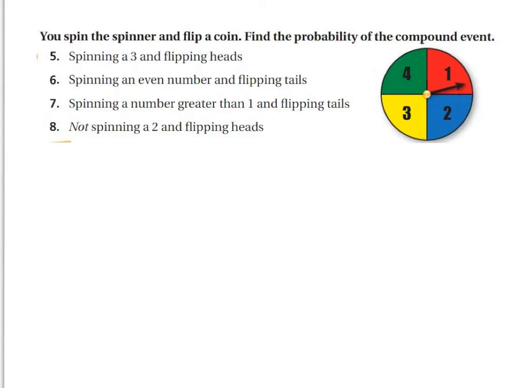So on number 5, we are looking for the probability of spinning a 3 and the probability of flipping heads. So the probability of spinning 3 on the spinner is 1 chance out of 4. And the probability of flipping a head we know is 1/2. So 1/4 times 1/2 is 1/8.